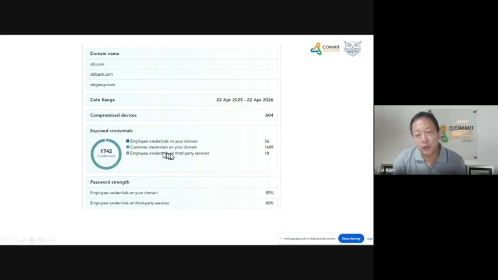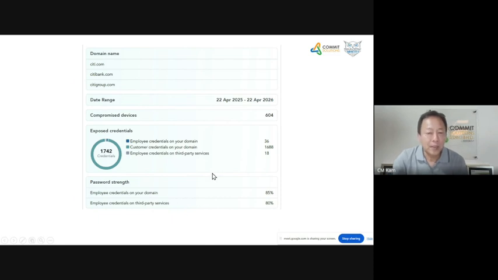And the third is employee credential on third-party service. This is more or less whether you have your own employee credentials floating in third-party services. Third-party services can be, maybe you're subscribing to a web service like Microsoft O365. This is considered a third-party service, right? And from there, of course, because on the scan we can see what kind of credential and what kind of loss, we are able to tell the strength of the password and things like that, right?